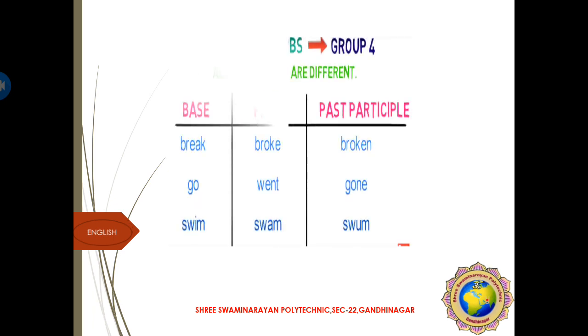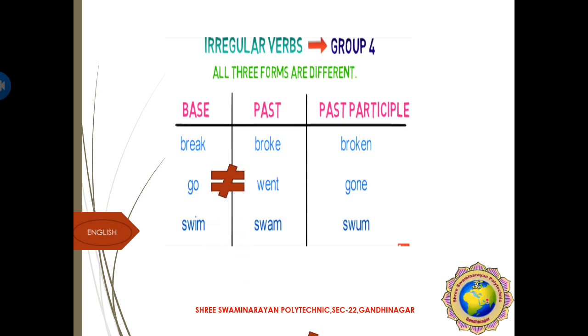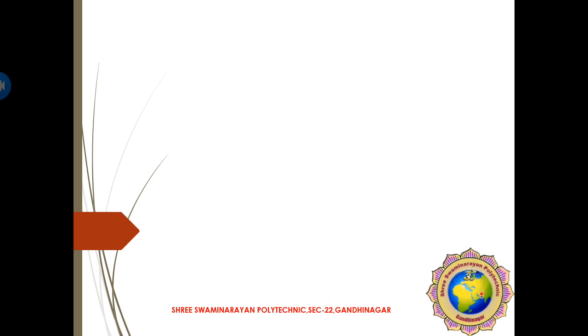Then our fourth and last group is where all three forms are different. It means base form, past form and past participle are different. It means V1, V2 and V3 differ. Break, broke, broken; go, went, gone; swim, swam, swum. So whenever you require the past form or past participle form from the base form, you have to remember these rules and regulations of regular verb and irregular verb.